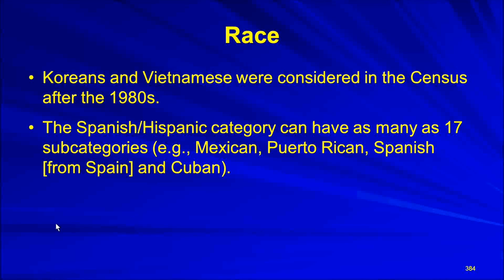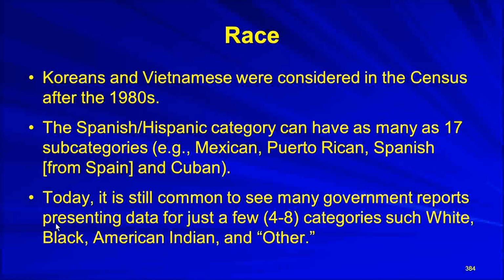Today, it's still common to see many government reports presenting data for just a few, for 4 categories such as white, black, American Indian, and other. So, well, you say, is that so bad? You know, we should be homogeneous. We should be accepting of each other. I don't disagree with that. That's very important. Nobody debates that, I think.